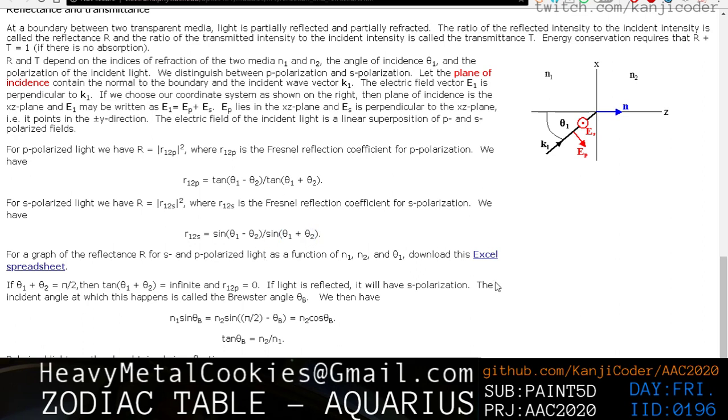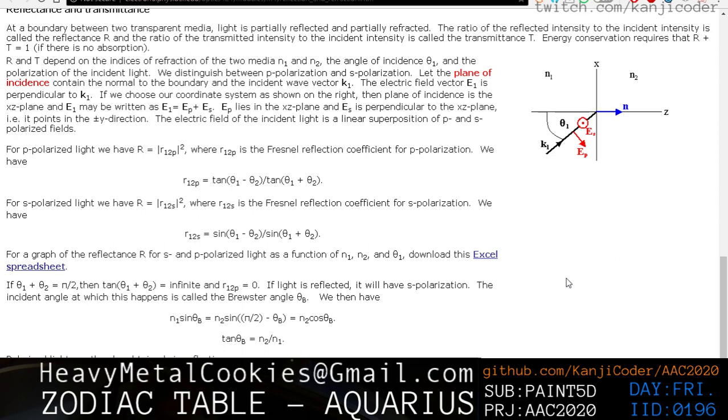For a graph of the reflectance R for S and P polarized light as a function of N1, N2, and θ1, download this Excel spreadsheet. If θ1 plus θ2 equals π/2, then tan(θ1 plus θ2) is infinite, and R12P equals 0. If light is reflected, it will have S polarization. The incident angle at which this happens is called the Brewster angle, θB.